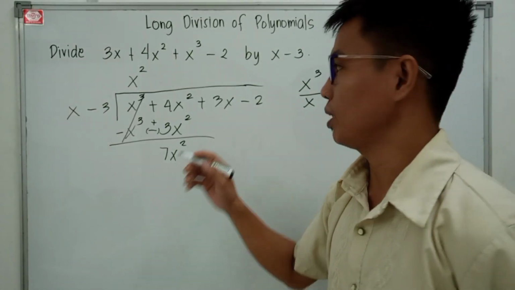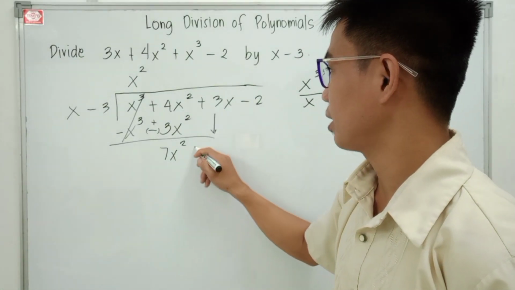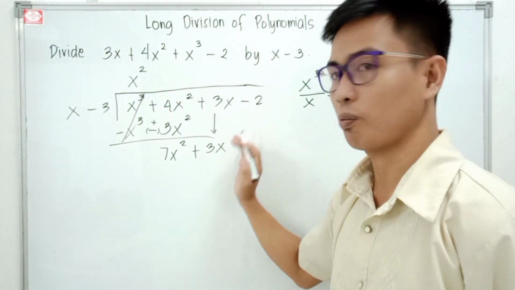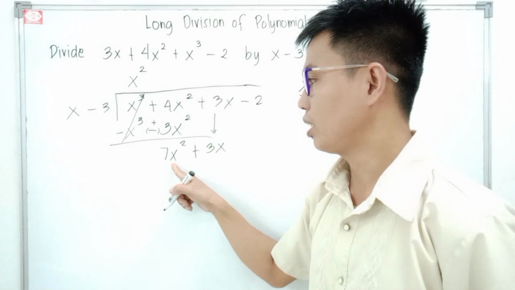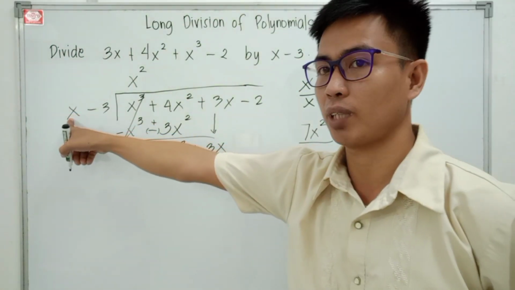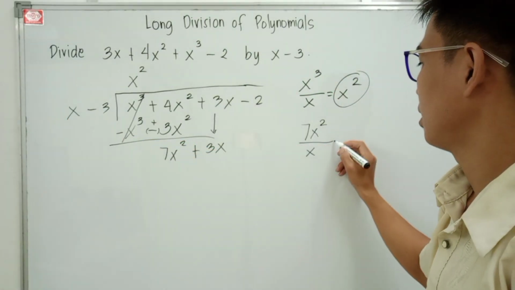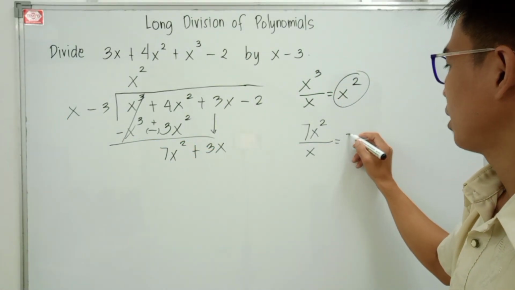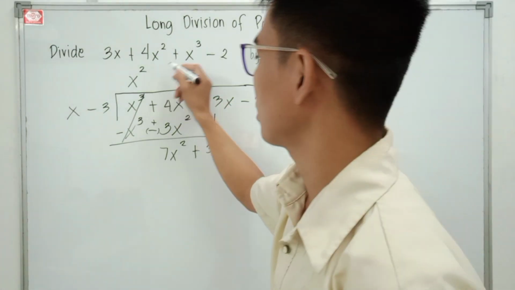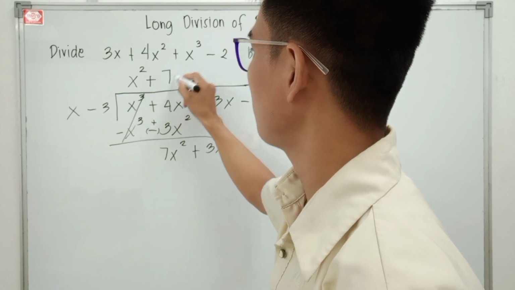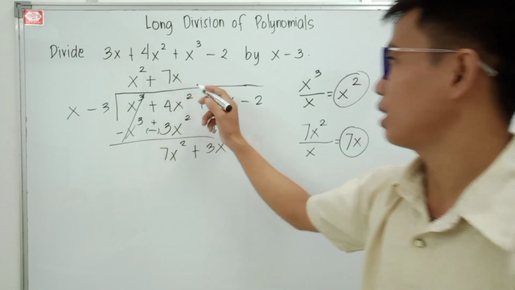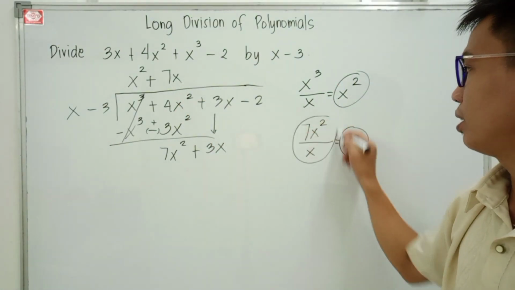And for the next step is to bring down the next term, and that is positive 3x. Then, pagka-bring down, balik tayo sa first process. I-divide natin yung first term, 7x squared, by the first term of the divisor, that is x. Then, dividing, we have 7x. Yung 7x, ilalagay natin dito. That is positive, so plus 7x.